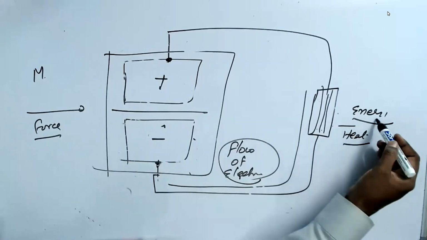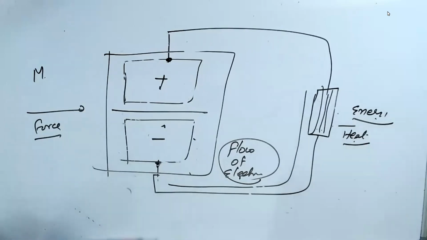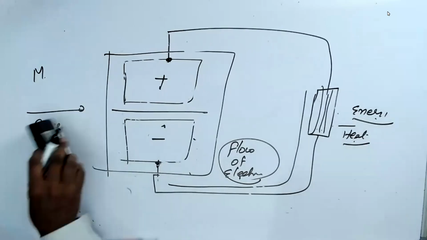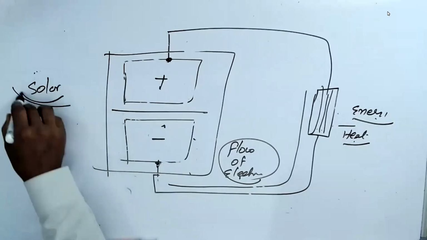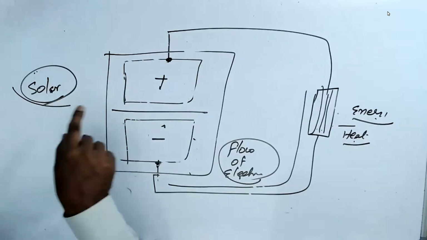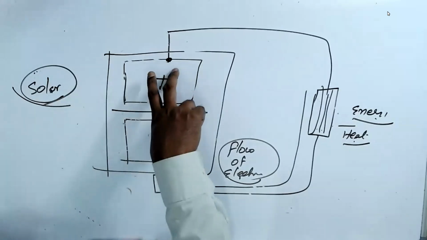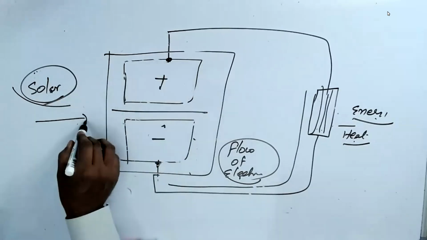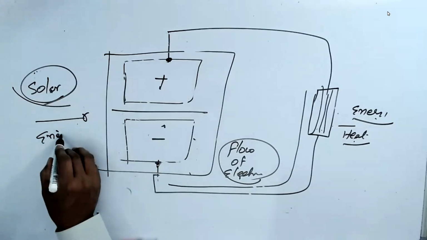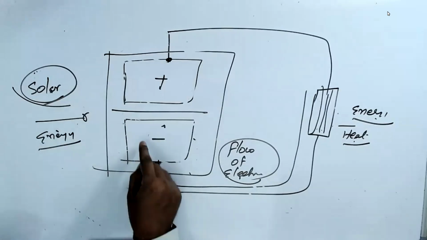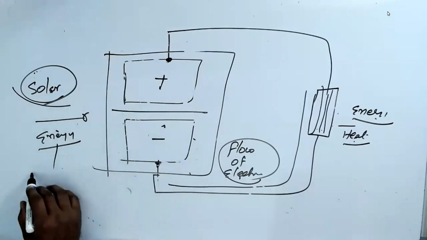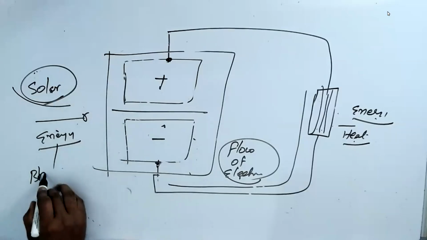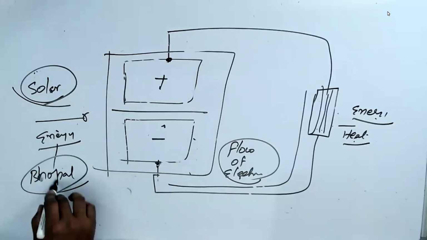What I'm getting now? Heat energy. So I give here solar. Please understand, I give here solar. From solar, I convert it to electrical potential difference, this energy. But after flowing, let us assume that this is at Bhopal.